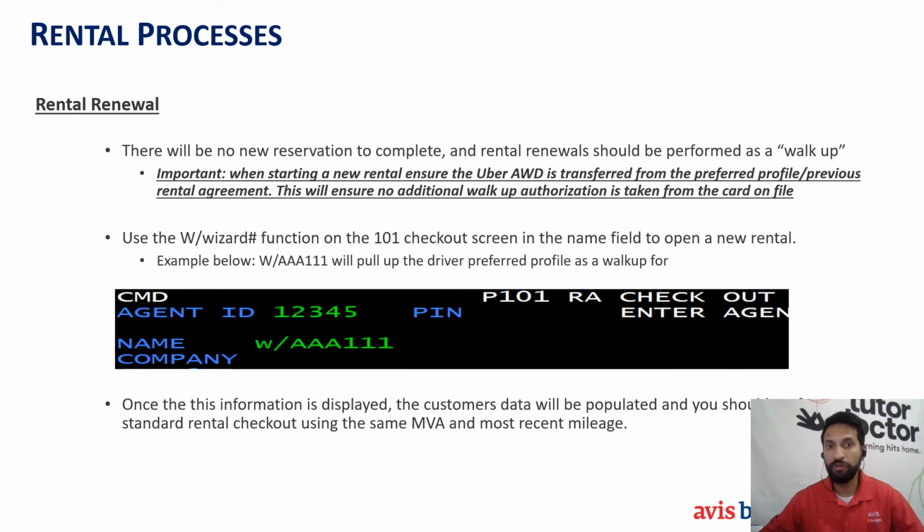For the renewal of the contract, there will be no new reservations to complete, so the rental renewal should be performed as a walk-up. Use the W/ wizard number function on the 101 checkout screen in the name field to open a new rental. Once this information is displayed, the customer data will be populated and you should perform a standard rental checkout using the same MVA and most recent mileage.